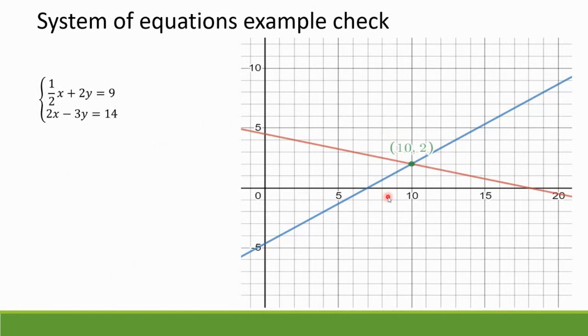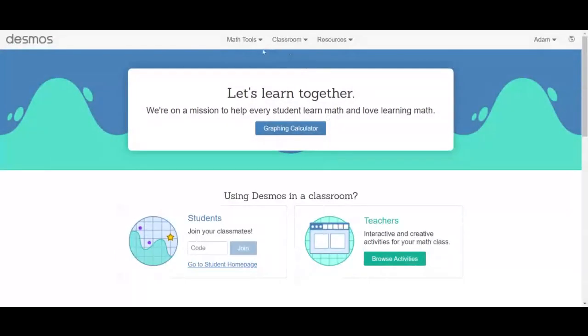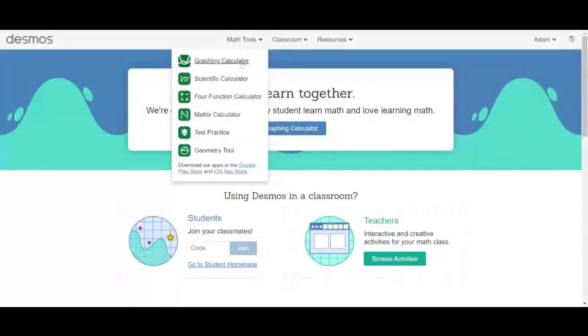We also can check here by graphing in Desmos. That's what I did. I graphed each of these lines, and we got the 2 lines here. In fact, let me show that. I wasn't planning on showing it in Desmos, but what the heck? So again, in Desmos, which I encourage you to use to check: math tools, graphing calculator.